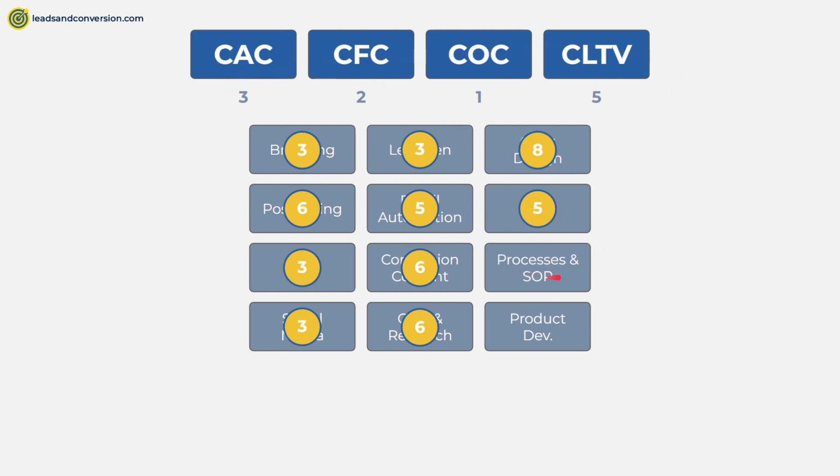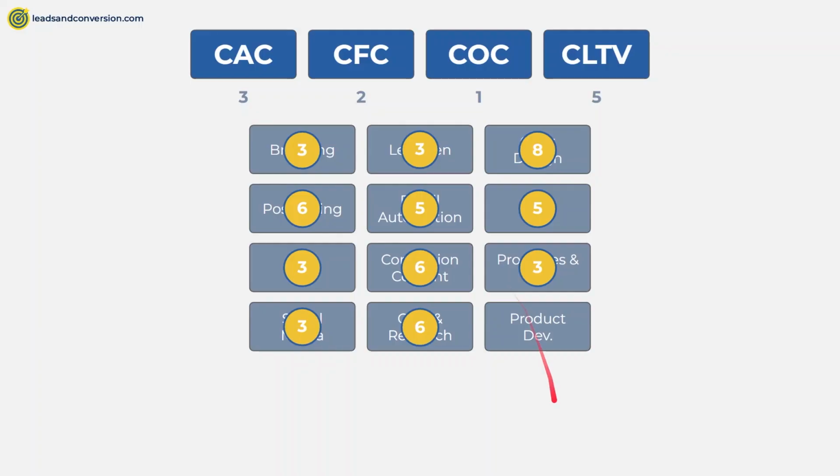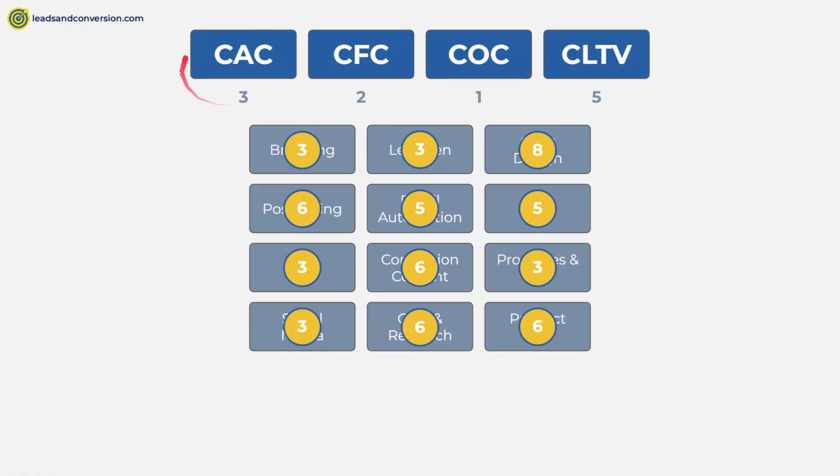Then you have processes and SOPs, which is a 3, because it can help us to lower a bit of everything, but really it doesn't move the needle that much. It's mostly increasing quality. It doesn't lower cost. And then we have product development, which is a 6, because by investing in product development, we can definitely reduce the customer acquisition cost and we can increase the customer lifetime value.